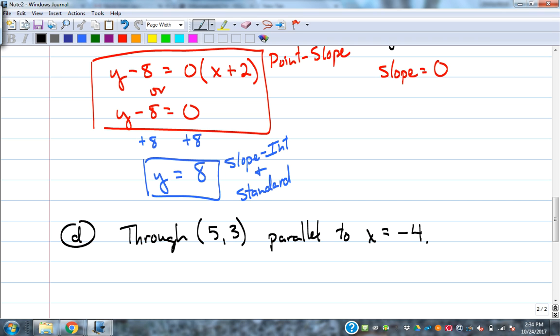Through (5, 3), but parallel to x equals -4. What's the slope of x equals -4? It's a vertical line. X equals a number, remember, is a vertical line. And the slope of a vertical line is undefined. So this slope is undefined.